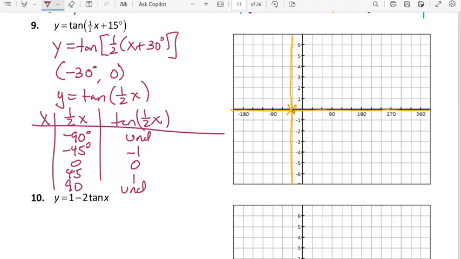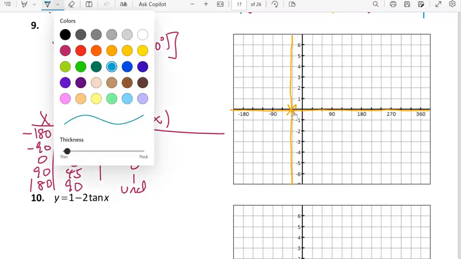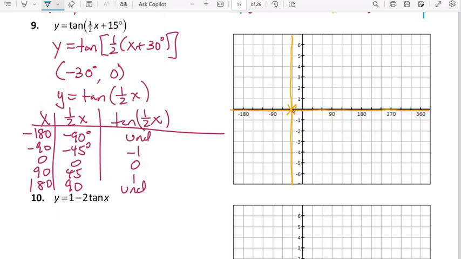And then to get from 1/2 x to x, we multiply by 2. So negative 180, negative 90, 0, 90, and 180. And so my asymptotes will be 180 to the left of that new origin. So not on 180, but 180 to the left of the new origin. 180 to the right of the new origin. And then 360 to the right of that. So we're actually not going to see any more asymptotes in this graph.